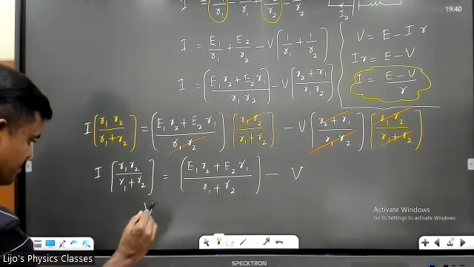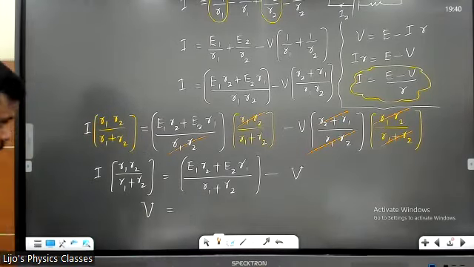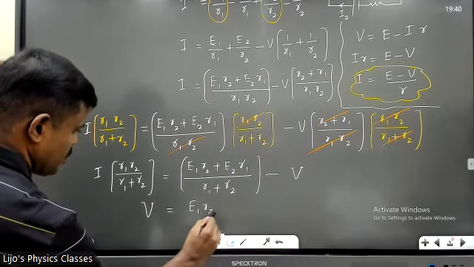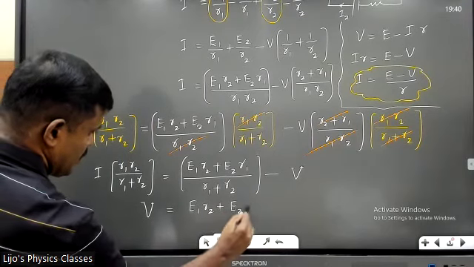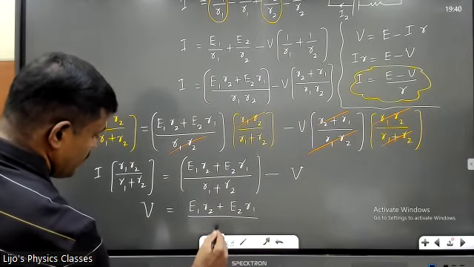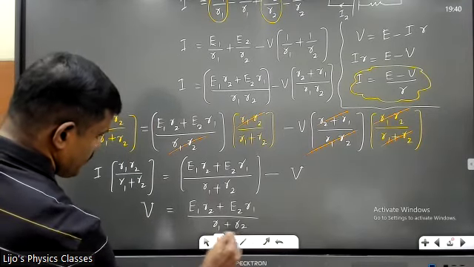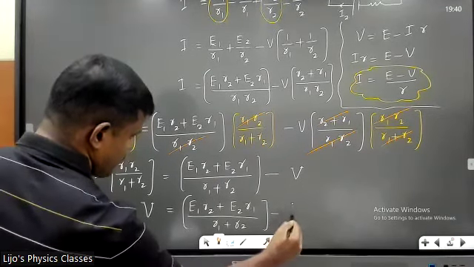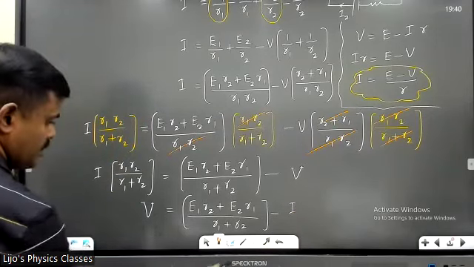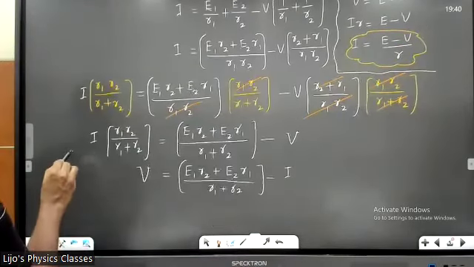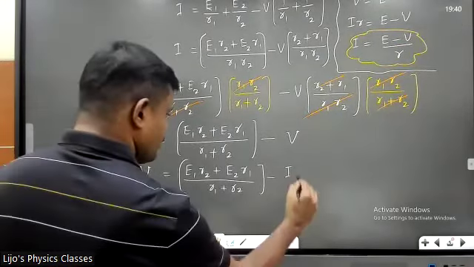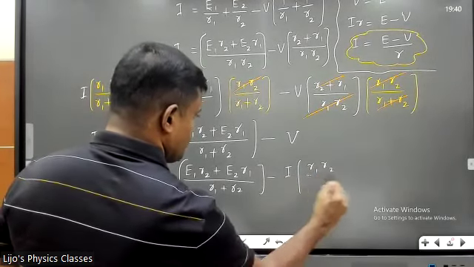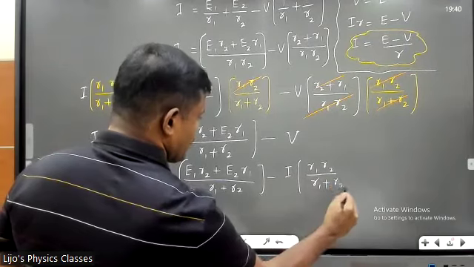So V. Right. V comes to this side. This goes to the right side. E1 R2 plus E2 R1 divided by R1 plus R2 minus I into R1 R2 by R1 plus R2.